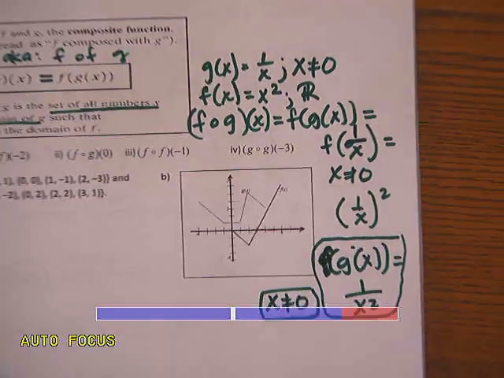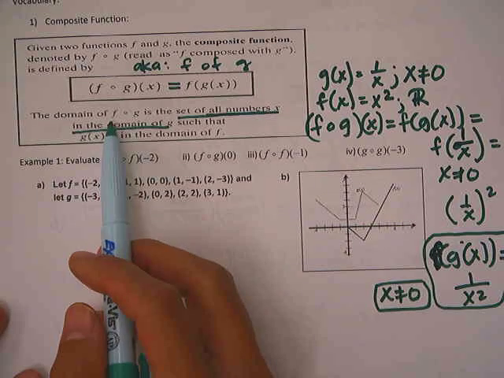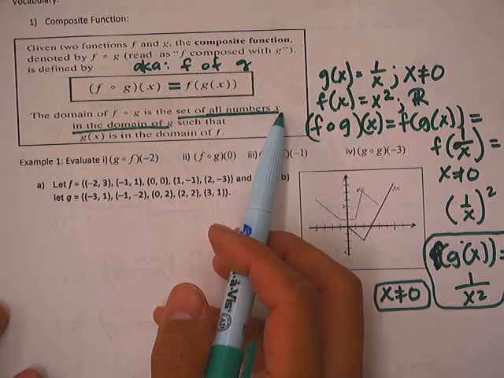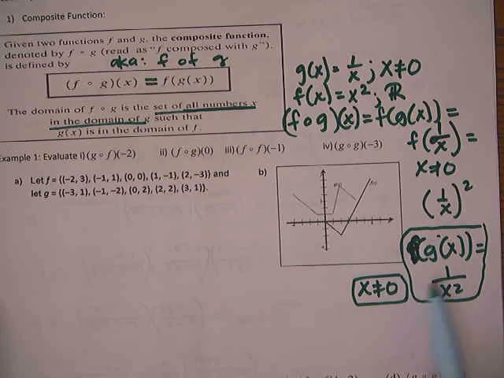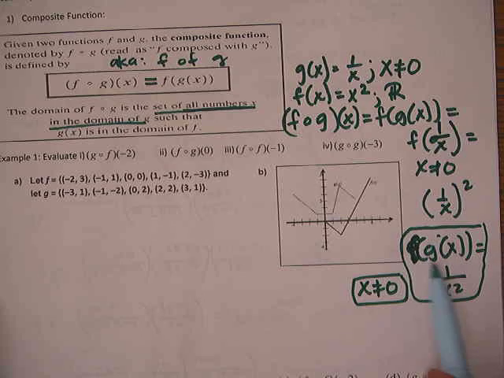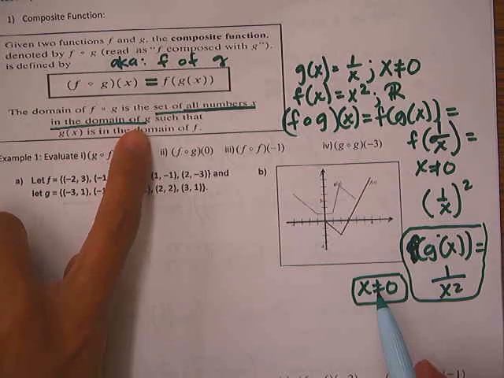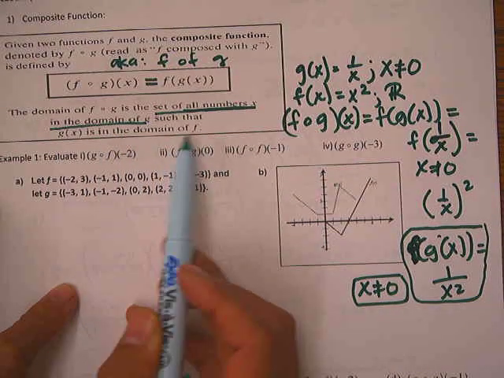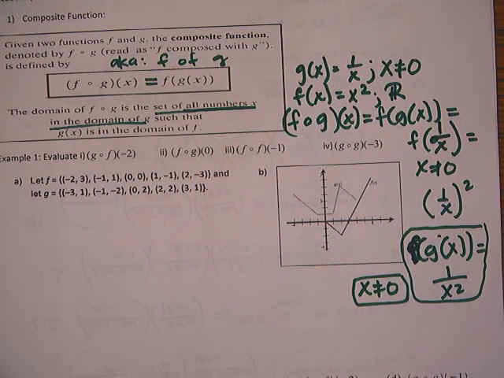Okay, so let me zoom out and then let's talk about the domain again. The domain of f composed with g is the set of all numbers in the domain of g. And that is true. So here's the domain of the composite, and it says this is the domain of the function g such that g of x is in the domain of f. So that is also included in the domain.